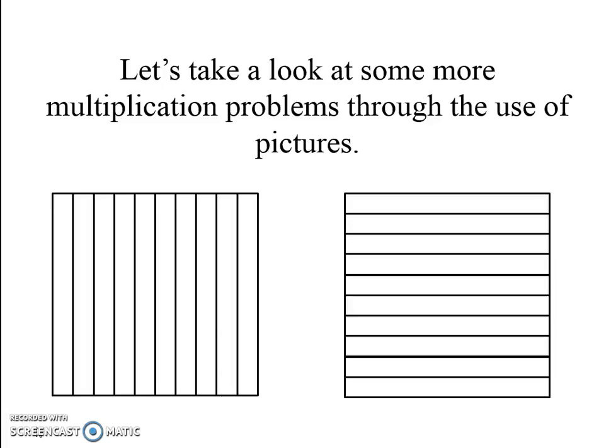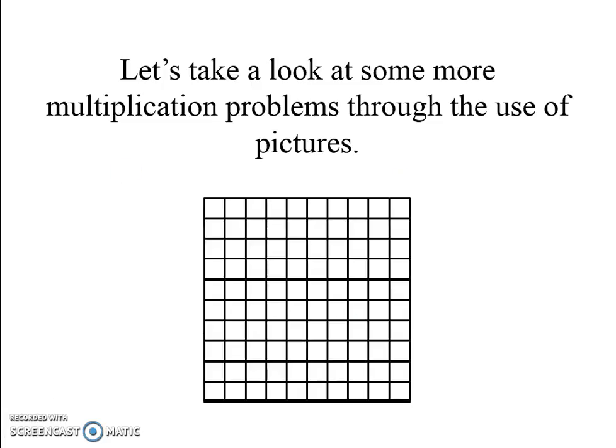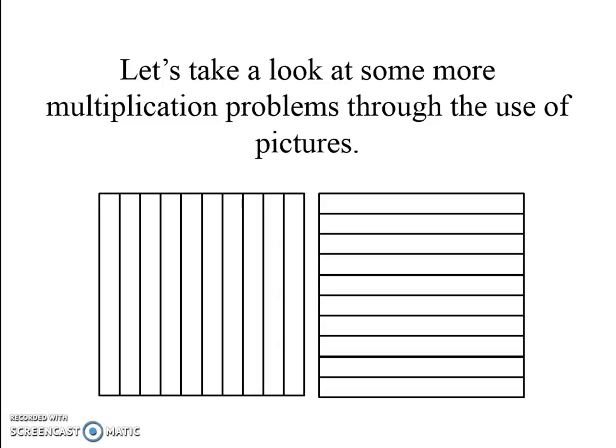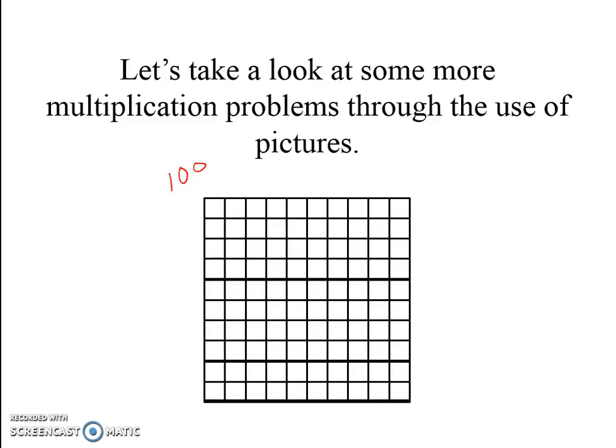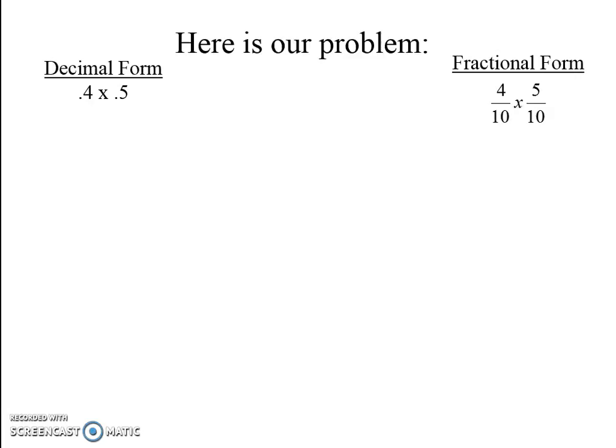If I have these two models, you'll notice there are 1, 2, 3, 4, 5, 6, 7, 8, 9, 10 pieces here, and 1, 2, 3, 4, 5, 6, 7, 8, 9, 10 pieces here. If I take these two models and overlap them on top of each other, I now get a model that has 100 pieces. Think about that. I started off with two models with 10 pieces, and when I overlapped them, that gave me a whole of 100 pieces. This is going to come in handy later on.